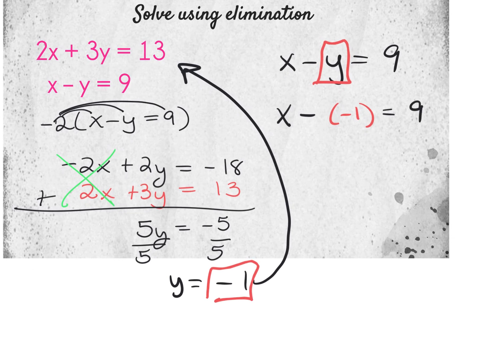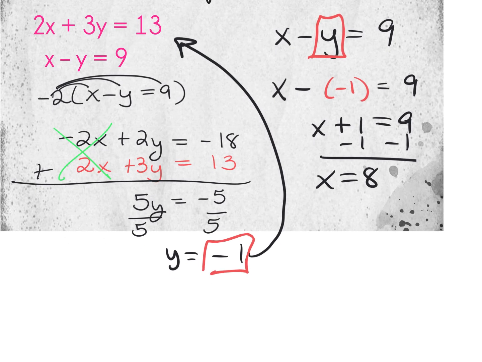And now I'm going to add or flip this, and it becomes x plus 1. And then now subtract 1, and x equals 8. So now when I go to put it in my ordered pair, I write the x first and then the y. Remember, once you get your answers, you can check them.